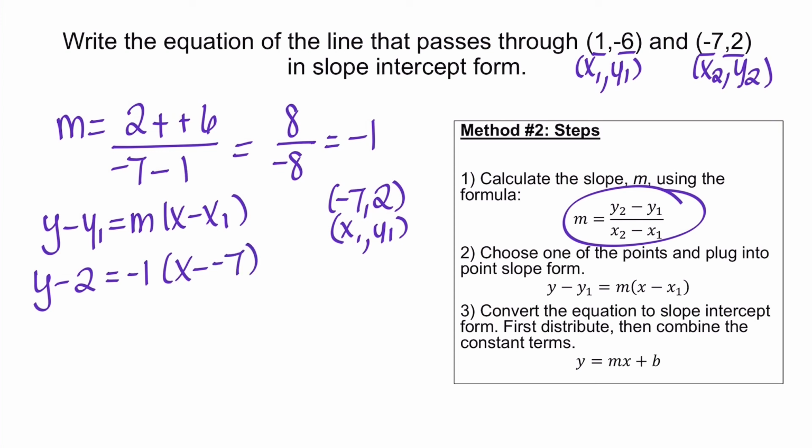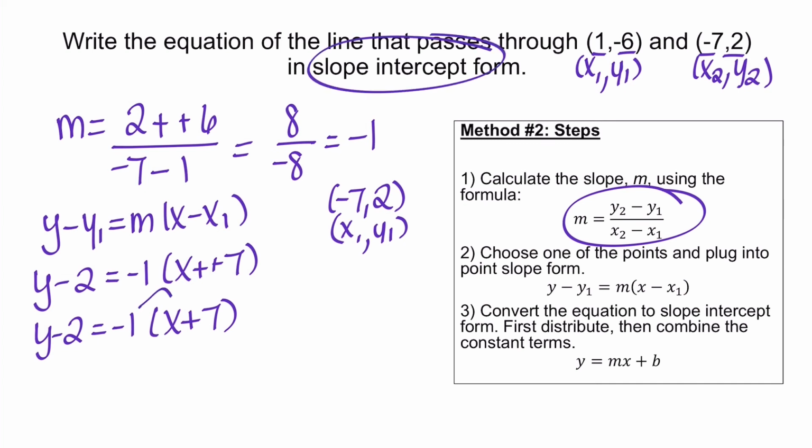So now let's simplify this. We get y minus 2 equals -1 times x minus negative is going to turn into plus, so we have x plus 7. So now we have our equation in point slope form, but once again, remember it asks in slope intercept form, so we need to convert this.